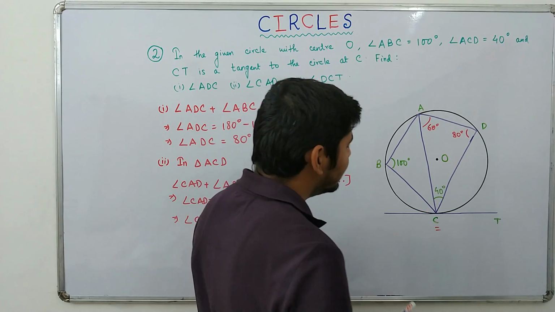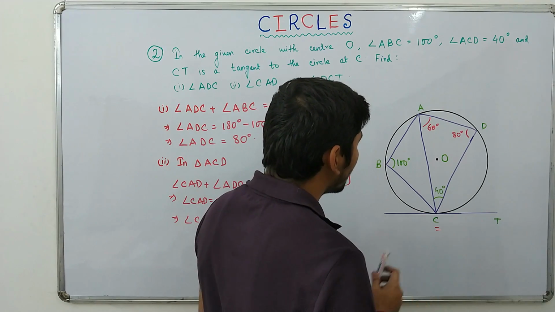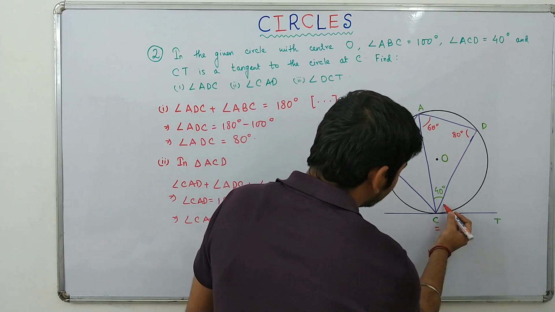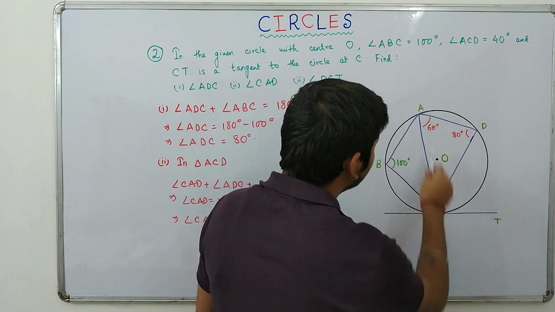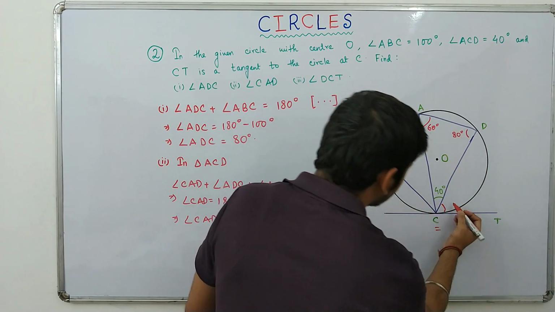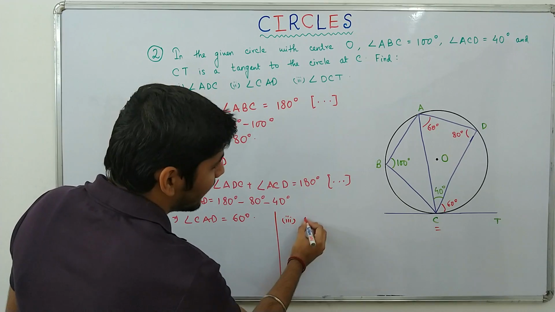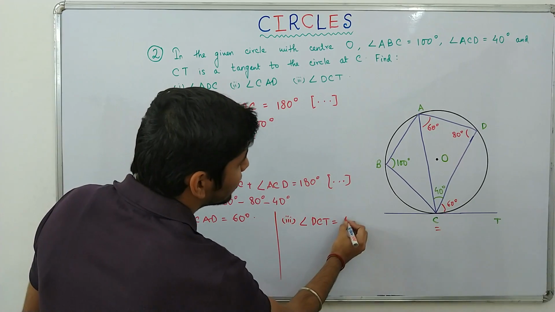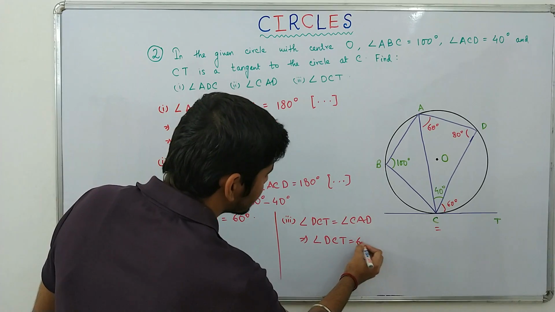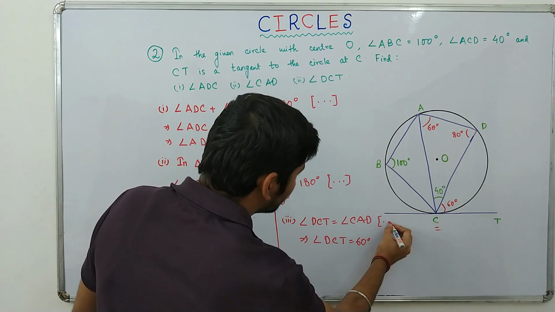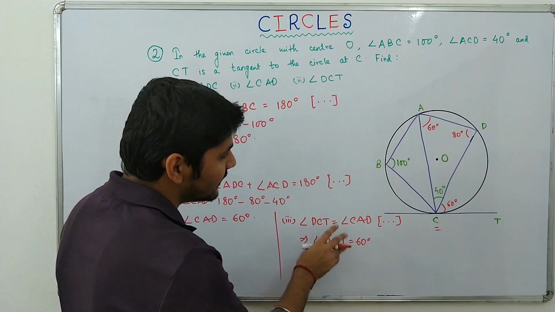Now according to the theorem, the angle between the chord and the tangent will be equal to the angle in the corresponding opposite segment. That means this angle over here, that is angle DCT, will be equal to angle CAD. So if this is 60 degree, this will also be 60 degree. So I'll write number 3, angle DCT is equal to angle CAD, that is angle DCT is equal to 60 degree. And beside it I'll write the theorem that I used, which is the alternate segment theorem. So we get our third answer, that angle DCT is 60 degree.